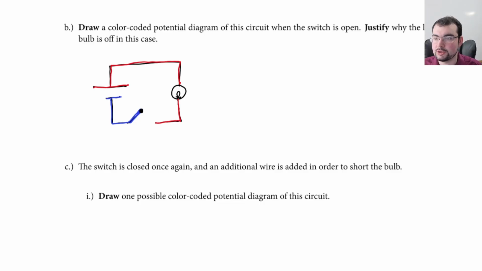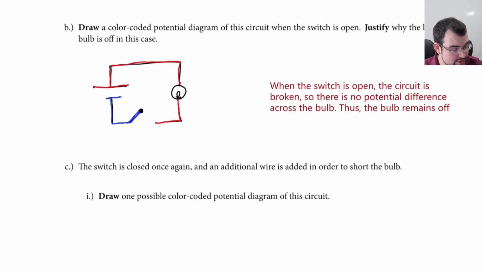I'm actually going to continue the red through it. So you only get a color change through lit light bulbs. So since this light bulb is not lit, there will not be a color change through it. So why is this light bulb off? Well, in this case, when the switch is open, the circuit is broken, so there's no potential difference across the bulb. Thus, the bulb remains off.